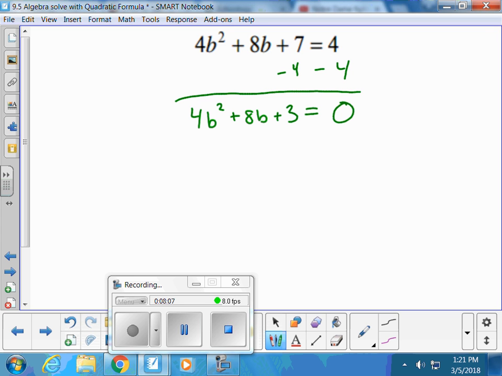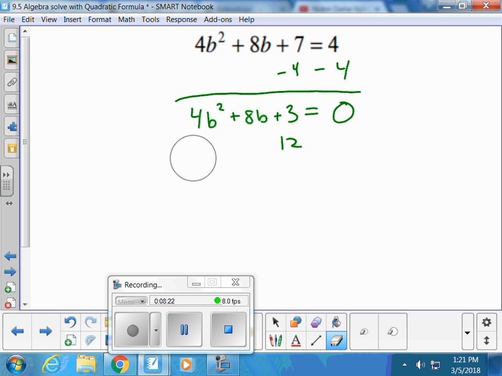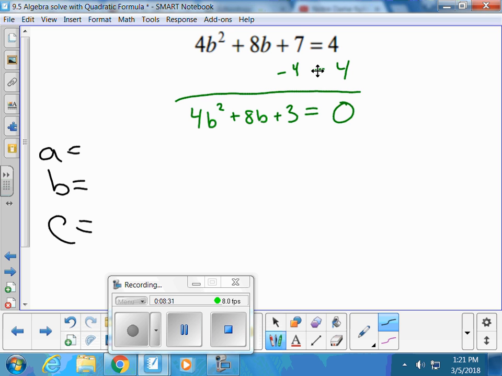I'm actually thinking this one would be factorable with the box method. So I'm just talking you through my thought process. I would be putting my 4b squared here, my 3 here, I would get 12, and then 6 and 2 would be my numbers that would add up and multiply. You absolutely could solve it that way. But we're just practicing the quadratic formula, so let's try that. Who can tell me what my A and my B and my C are? Hannah? 4, 8, and 3.